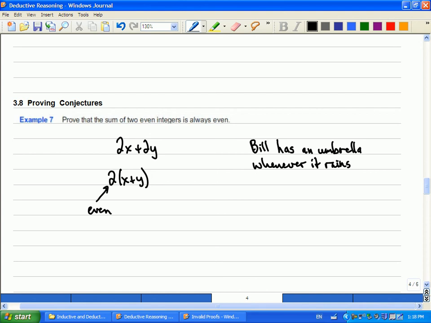Okay, now you're sitting down, and the next day he walks by, he doesn't have an umbrella. It's not raining. Good. So that's, in logic, we call that the converse. Or sorry, contrapositive. If it's not raining, then Bill does not have an umbrella.